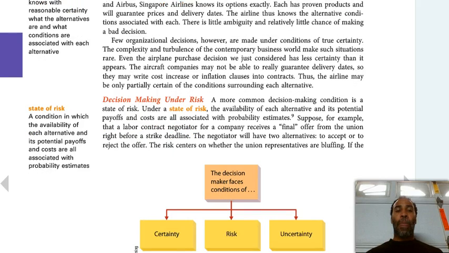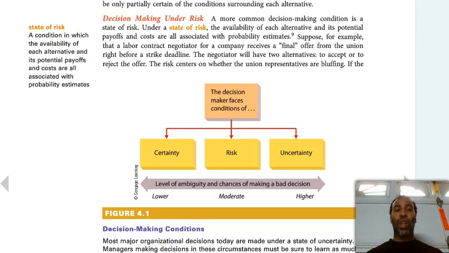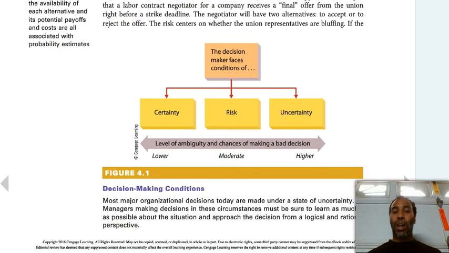State of risk is a condition in which the availability of each alternative and its potential payoffs and costs are all associated with probability estimates, meaning that it's a probability. This may happen, this may not happen, I'm not sure, but I'm gonna roll the dice and take a risk because I think the risk is worth the amount of reward. So check out the diagram here, and I'll read that.